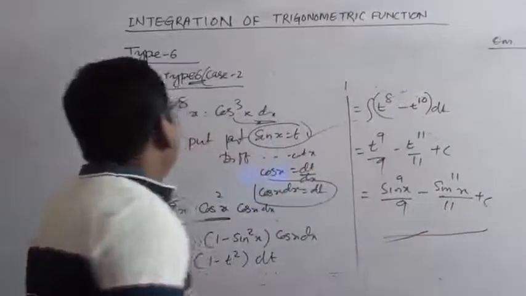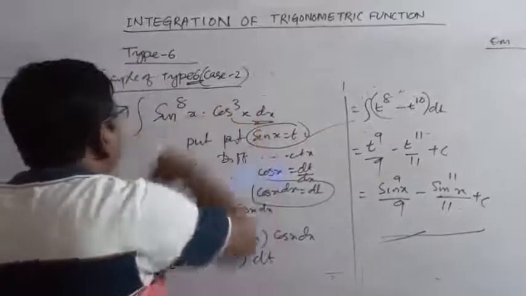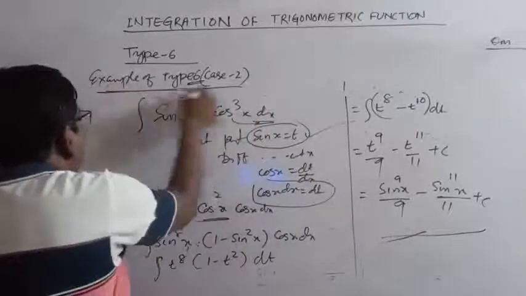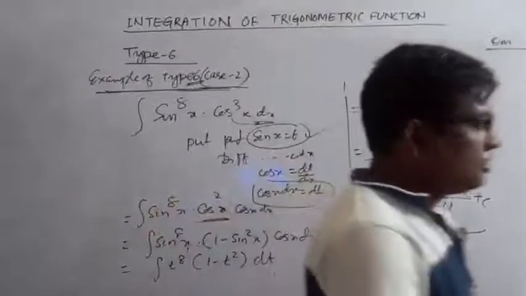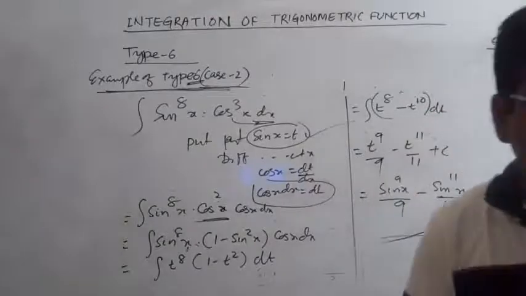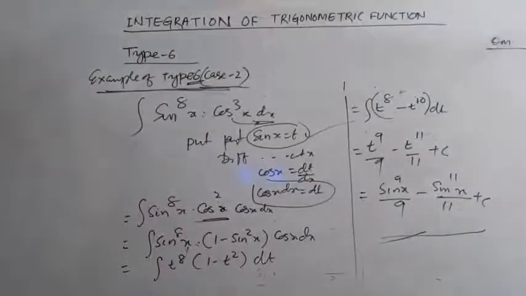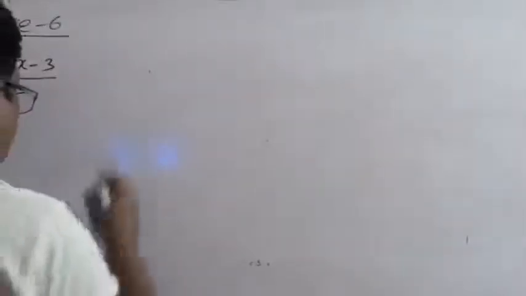This is an example of type 6 case 2. Okay, then next we will show an example of type 6 case 3. Type 6 case 3: both powers are even, the sin x power is even and the cos x power is even.